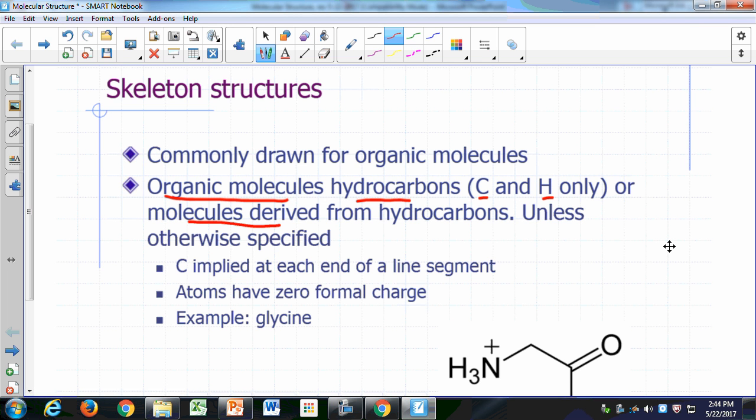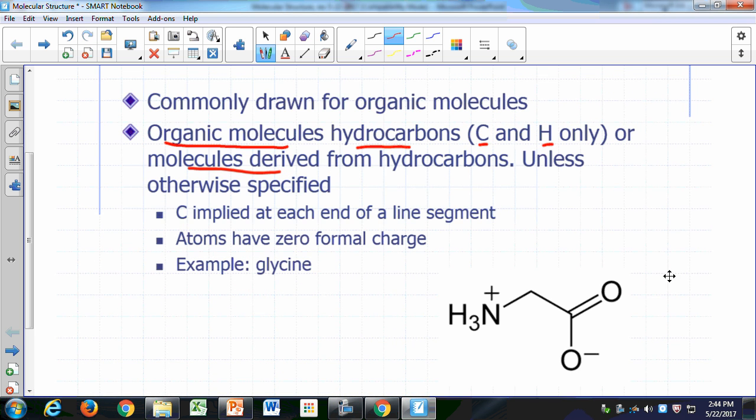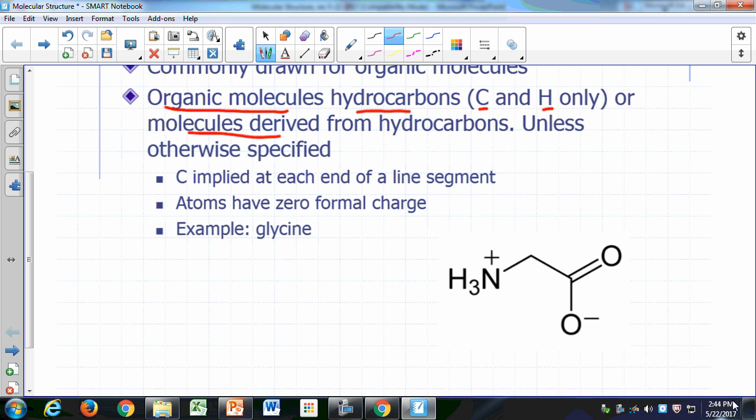Now, because of the typical bonding pattern of carbon and hydrogen and the other common elements you'll find in organic molecules, it's quite common to represent these structures with a skeleton structure. So you need to know how to interpret these skeleton structures. Here's an example of a skeleton structure for a molecule called glycine. It's an amino acid.